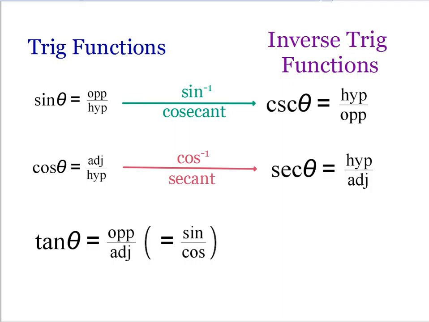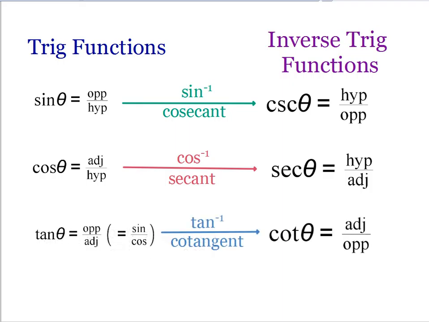And last but not least, we have the inverse of tangent. I can write it as tangent to the negative first power, and again, that's what you're going to see on your calculator, but it's called the cotangent. Cotangent's abbreviation is COT, and since tangent is opposite over adjacent, cotangent then becomes adjacent over opposite. Since tangent can also be defined as sine over cosine, cotangent can be cosine over sine. So either way, it works.